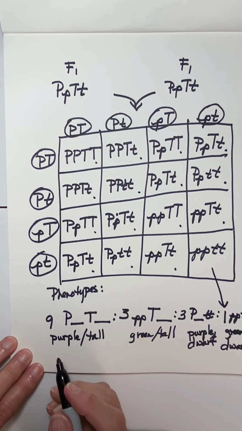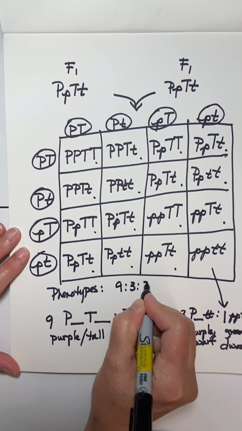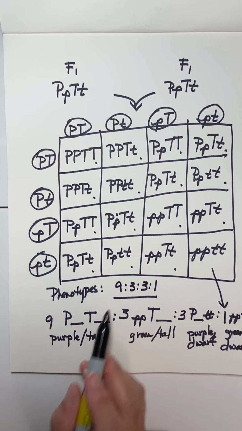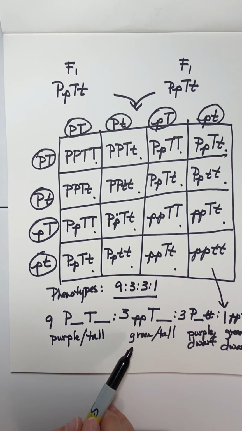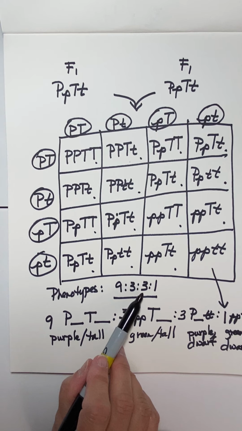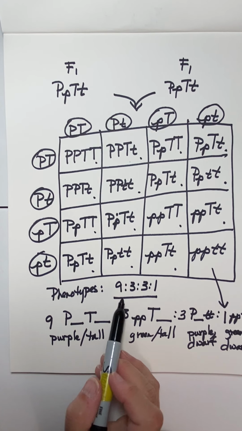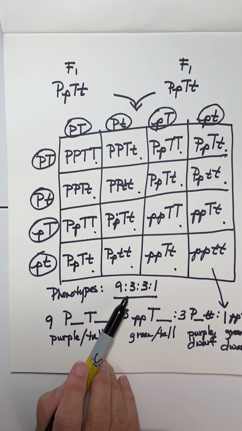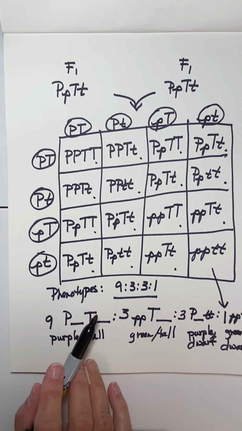So the ratio of our phenotypes in this dihybrid cross is a 9:3:3:1 ratio. That means 9 out of 16 are this phenotype purple tall, 3 out of 16 are green tall, 3 out of 16 will be purple dwarf, and 1 out of 16 will be green dwarf. Okay, so that 9:3:3:1 ratio is 9 out of 16, because 16 is how many offspring we have. 3 out of 16, 3 out of 16, and 1 out of 16. Okay, your numbers aren't going to be 16s.